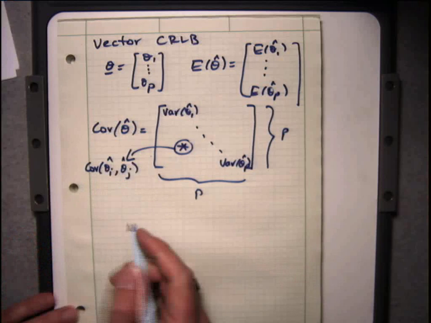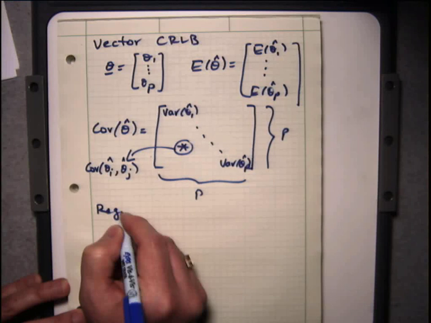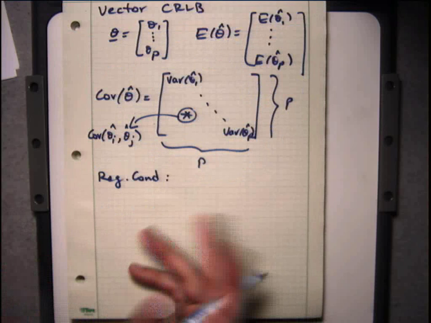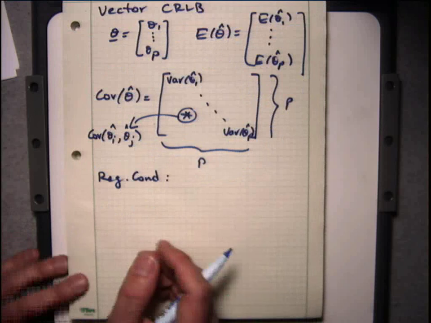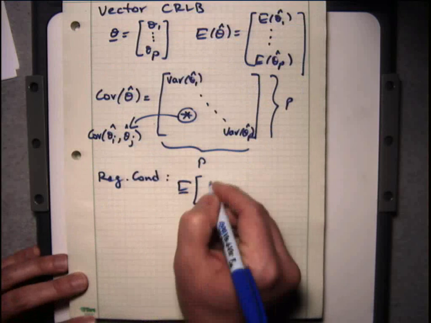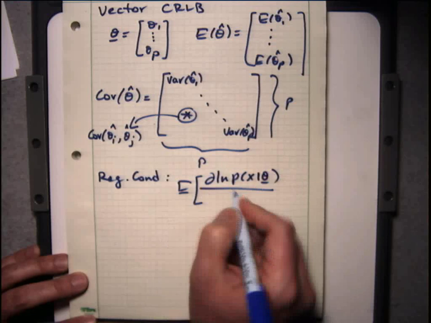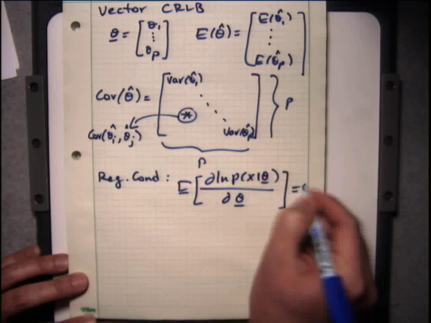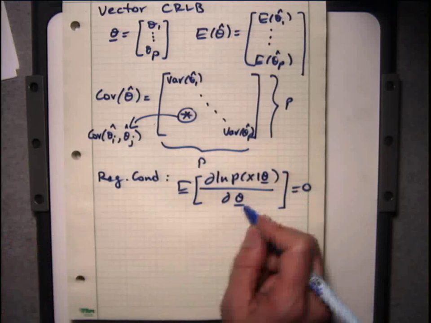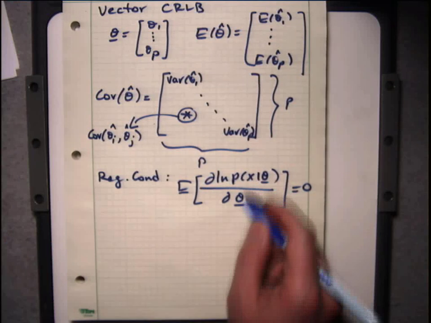Definition-wise. Okay, now, for the vector case, the regularity condition is the same as before, except that the derivative is now a gradient that you're computing with respect to a vector. So it looks like this: the expected value of the derivative of log p of x given theta with respect to theta equals 0. This is the regularity condition. This derivative is now a derivative with respect to a vector, so you can actually write this as the gradient of the log likelihood function with respect to theta.